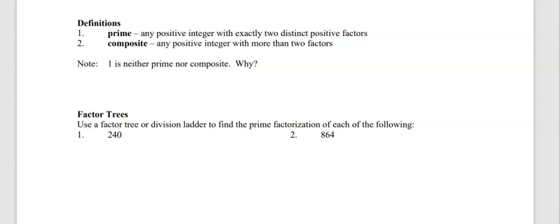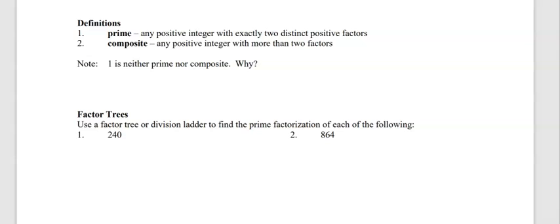A composite number, by definition, is any positive integer with more than two factors. So it's divisible by more than 1 and itself. So for example, 9. 9 is divisible by 1 and 9, but it's also divisible by 3, making it a composite number.